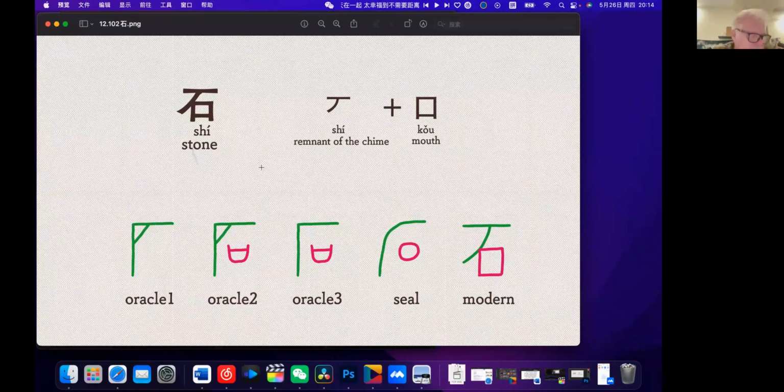And if they didn't recognize it, if you added a mouth, they could think to themselves, oh, that's a chime that makes a sound. And since chimes were made of stone, they would realize, oh, okay, that represents a stone.